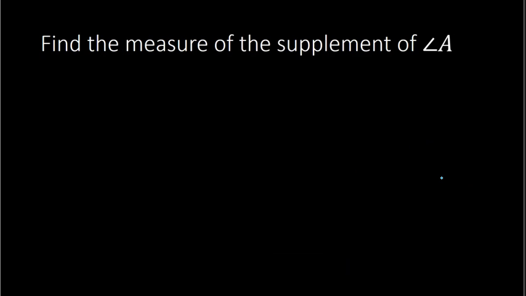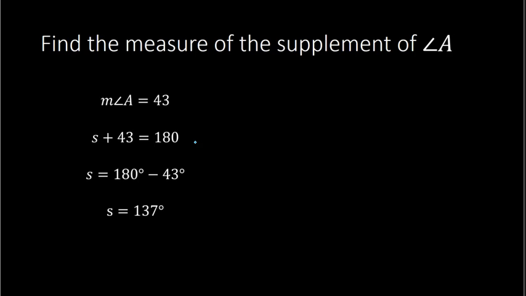Now if you were given the measure of angle A to be 43 degrees and you were told to find the measure of the supplement of angle A, well, I know that the supplement will add with this to equal 180. Right? That's your definition of supplementary. Two angles adding to 180. So what angle plus 43 would equal 180? Well, to find that, I just take 180 minus 43, which would give me 137 degrees. So the measure of the supplement of angle A is 137.